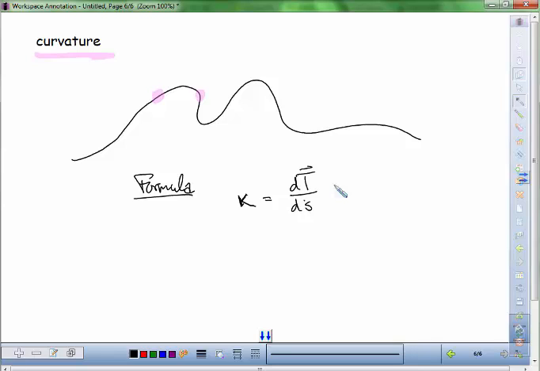All right. Well, where does this formula come from? Remember what big T was? The unit tangent. So big T is a vector, and that vector is the derivative of the position divided by the magnitude of that same thing. That's T.